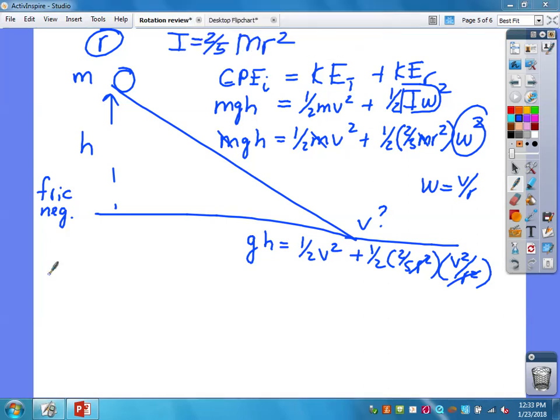All right. So what we're left with is this. gh equals 1/2 v squared plus 1/2 times 2/5 v squared. And from there, we can then plug in the rest and solve for velocity. I just wanted to get you to that particular point. I want you to get to that particular position.